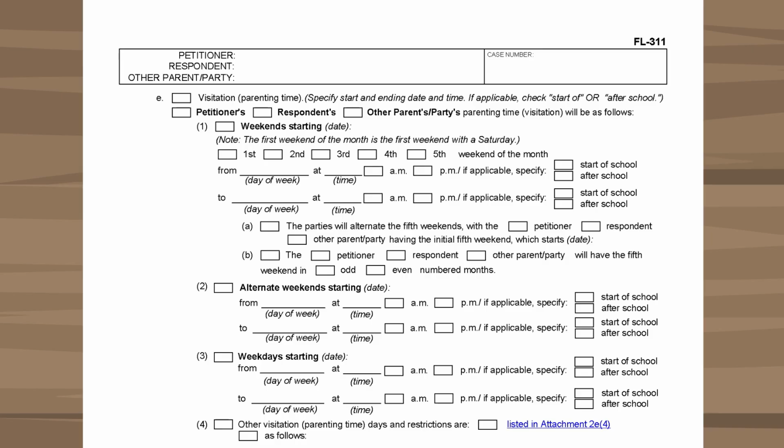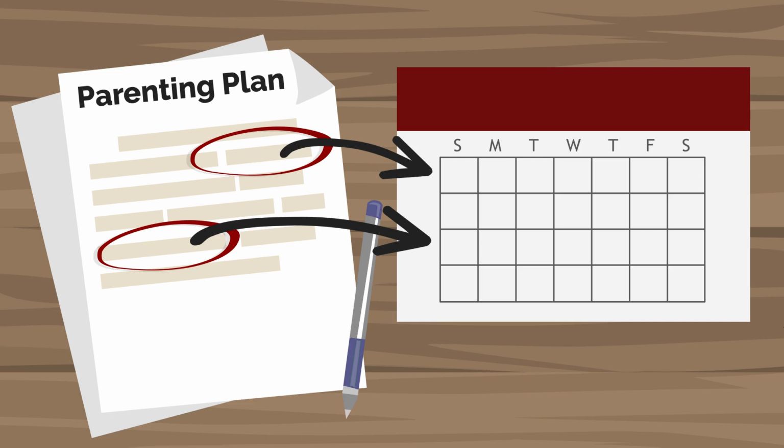Another option for visitation is a specific schedule. The court order will specifically state the days and times the child will be with mom and the days and times the child will be with dad. If a specific schedule is ordered by the court, it must be followed until it is modified by a judge or the parents agree on a different schedule.